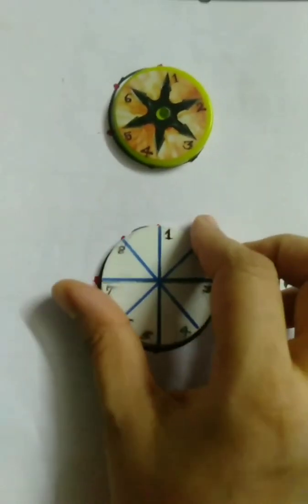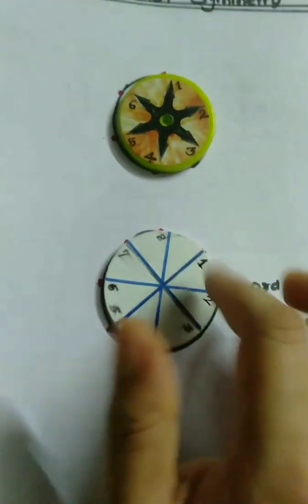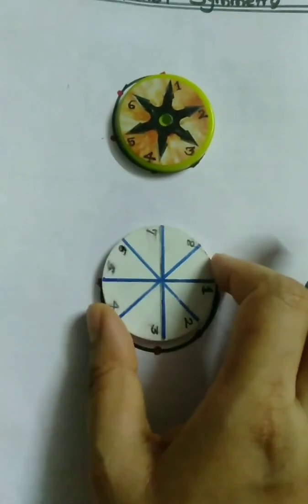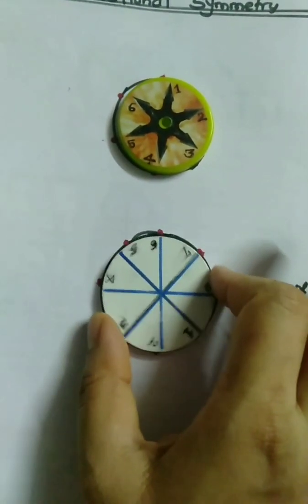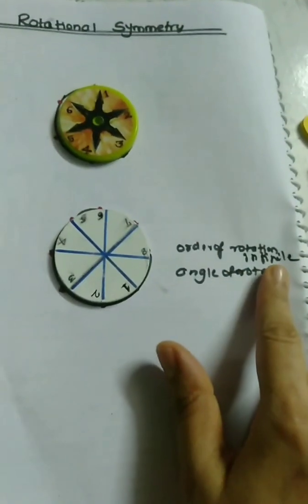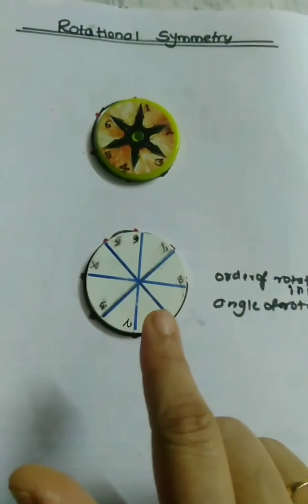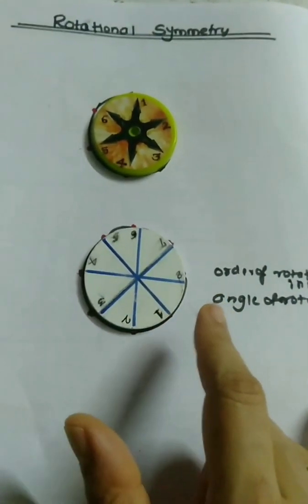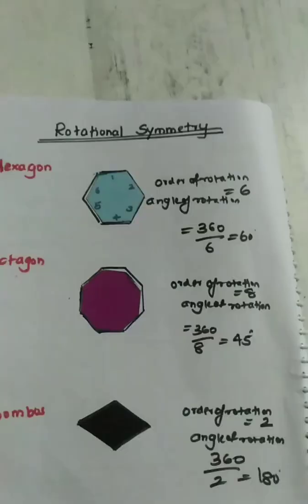Let's see the circle. I'll give one rotation to the circle. Here 1 has come here, and the figure looks the same. Similarly one more rotation, and again the figure looks the same. For a circle, the order of rotation is infinite. For any angle it gives a symmetrical figure.